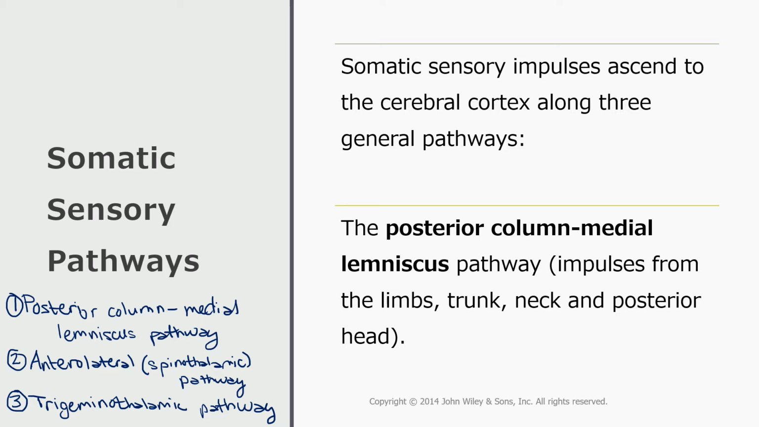First, we're going to talk about the posterior column medial lemniscus pathway. This pathway conducts impulses for touch, pressure, vibration, and conscious proprioception. And these sensations come from the limbs, trunk, neck, and posterior head.